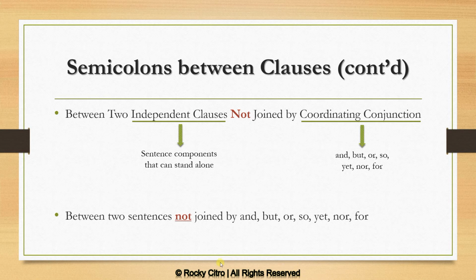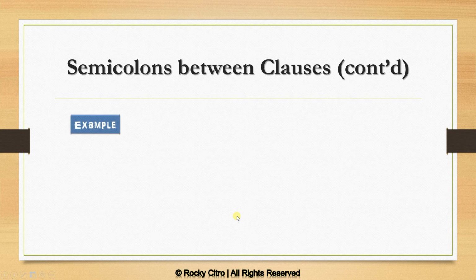So we can reword this in lay terms. Basically, we're looking at situations where we're going to use a semicolon between two sentences not joined by one of these 7 words. Let's take a look.